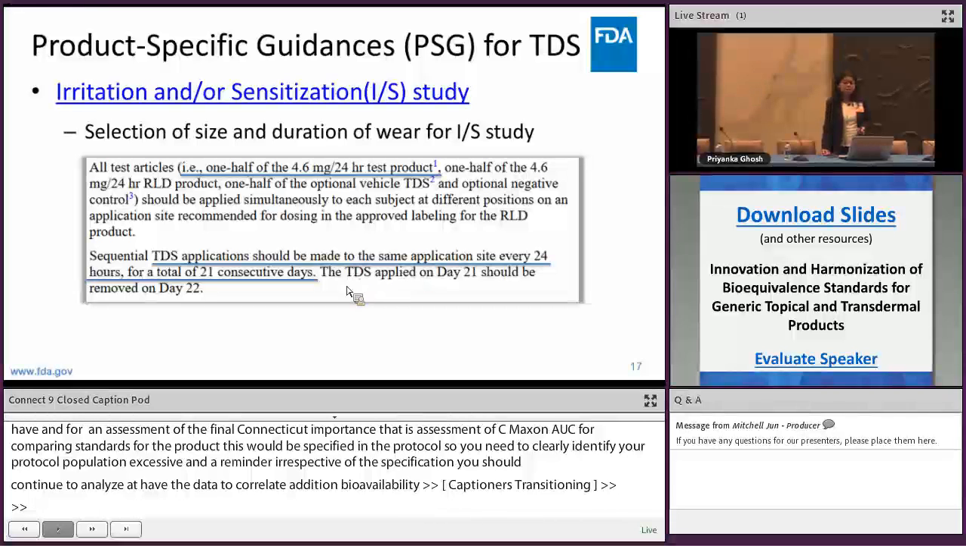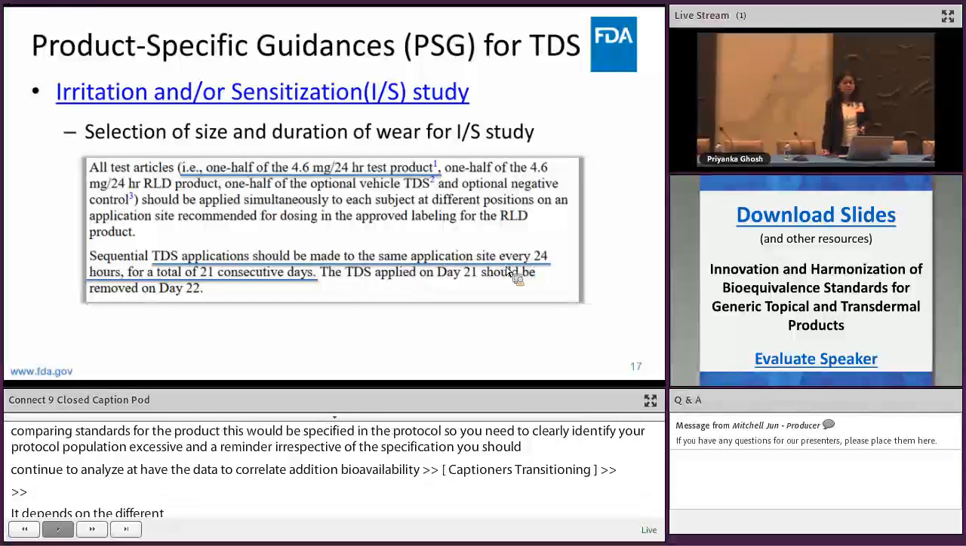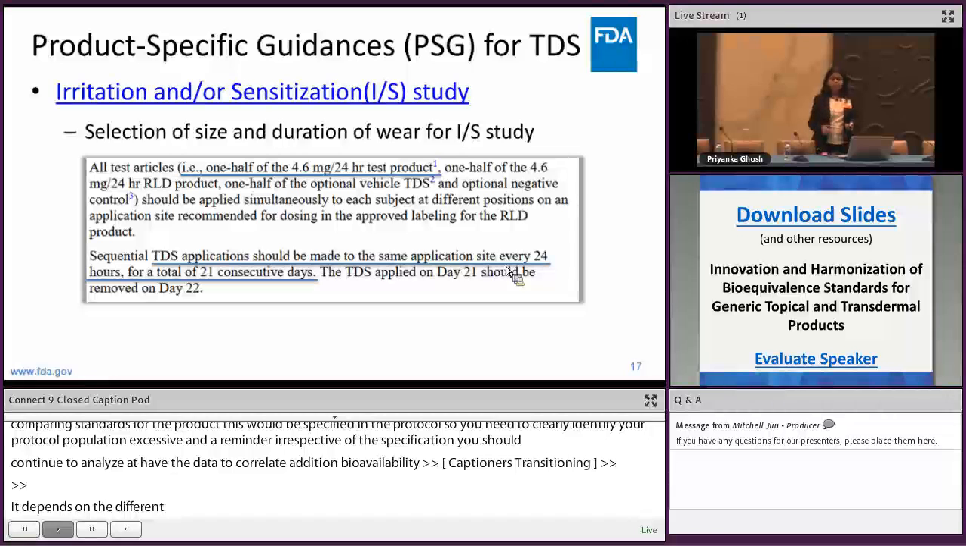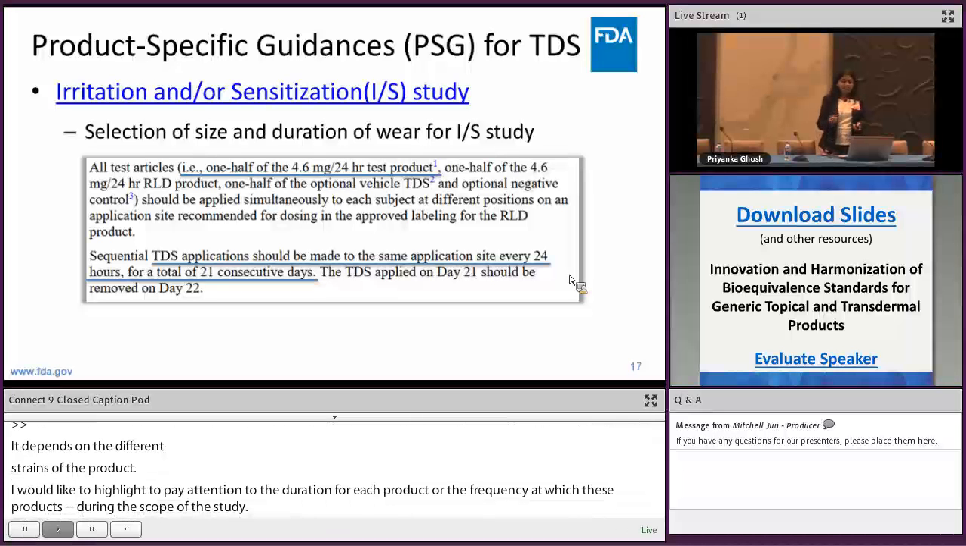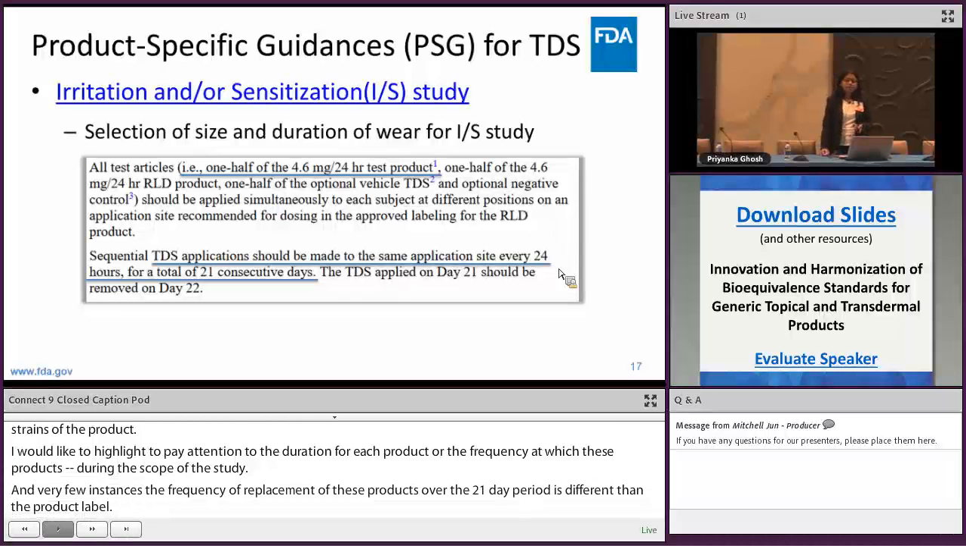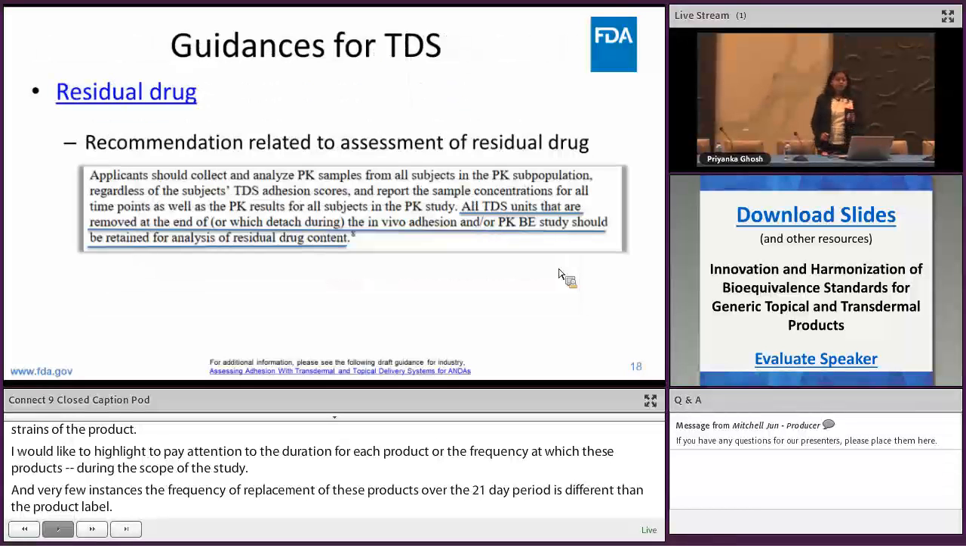I would like to highlight, however, that please pay attention to the duration of wear for each product or the frequency at which these products should be replaced during the scope of the irritation and sensitization study, because in very few instances, this frequency of replacement of these products over the 21-day period is different from the duration of wear on the product label. So use the product label in conjunction with the product-specific guidance and the general guidances to develop your overall study protocol. The last clarification is related to residual drug.